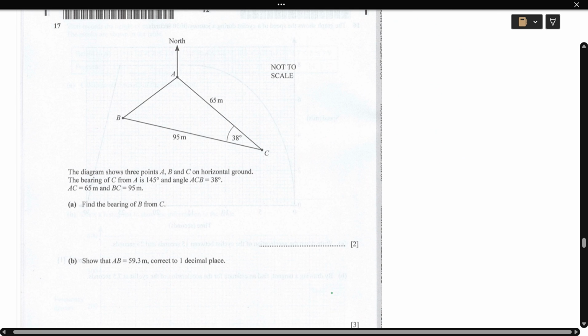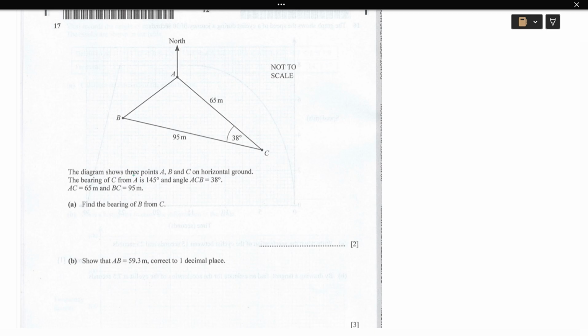Okay, so next, it's a bearing question. The diagram shows the 3 points A, B, C on horizontal ground. The bearing of C from A is 145 degrees, and the angle ACB is 38 degrees. So we'll draw a bearing here. So here is 145. Here is going to be 180 minus 145, which is 35 degrees.